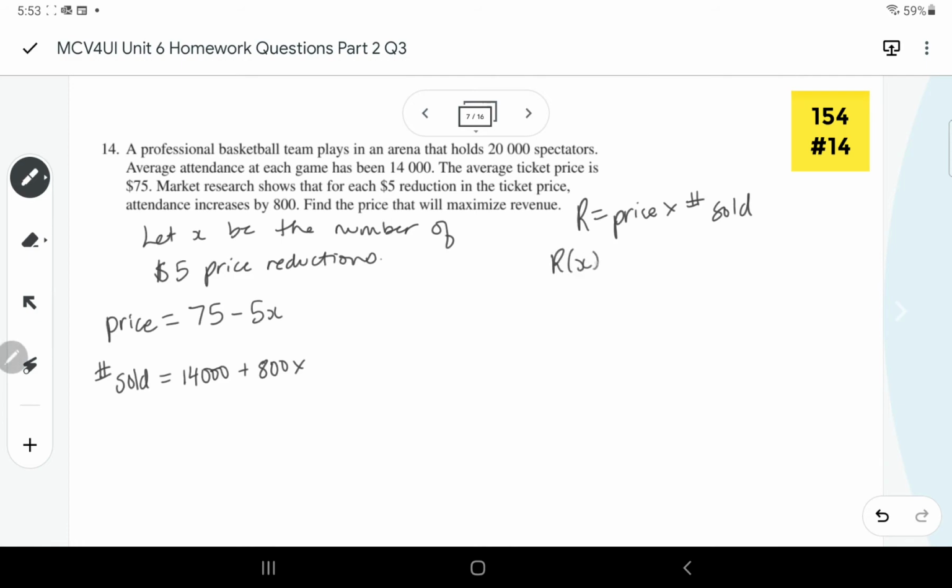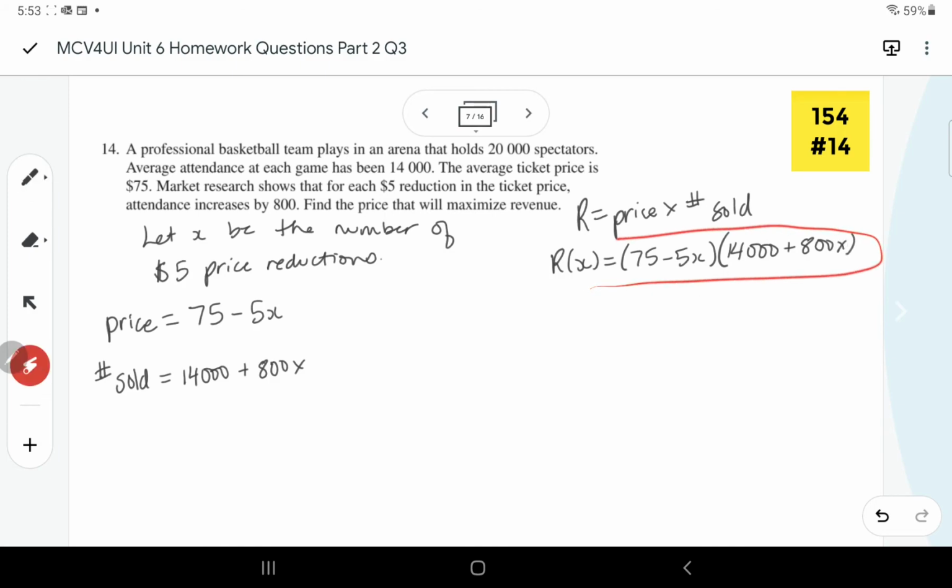My revenue function will be 75 minus 5x times 14,000 plus 800x. I don't think this is going to be the tough part: FOIL that out, find the derivative. What I want to think about is what the restrictions on x are.